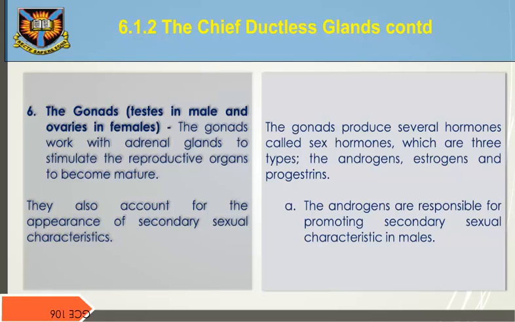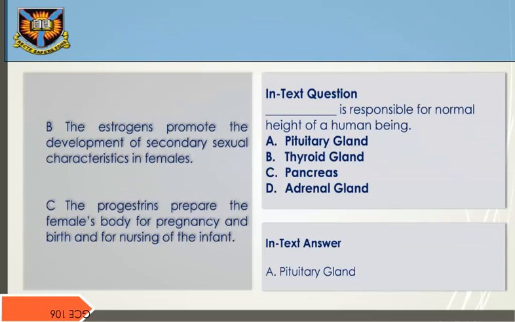A. The androgens are responsible for promoting secondary sexual characteristics in males. B. The estrogens promote development of secondary sexual characteristics in females. C. The progesterones prepare the female body for pregnancy and birth and for nursing of the infant.